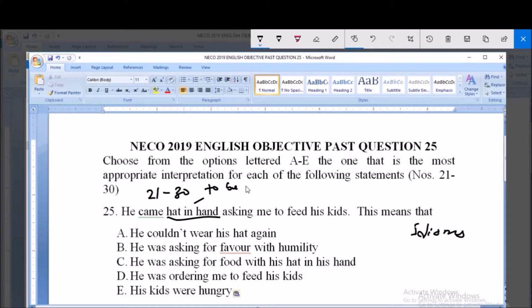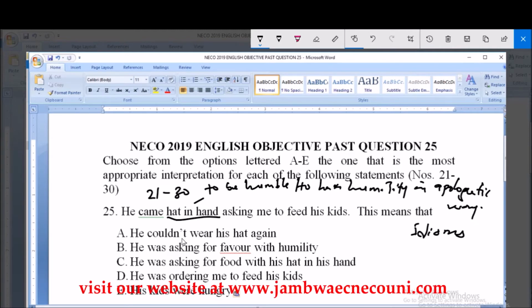be humble, or to have humility in an apologetic way. So option A say he couldn't wear his hat again.